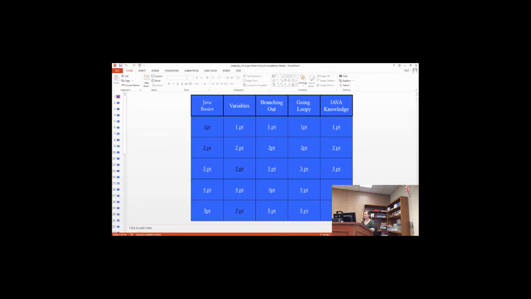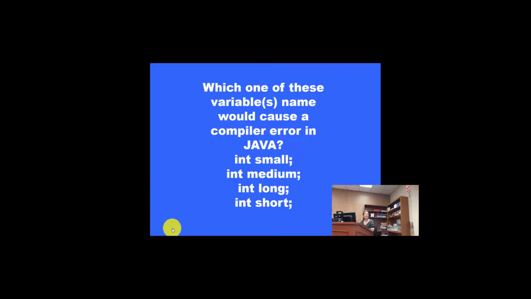Which one do you want? I get Java Basics for 5. Okay. Savvy. All right. Which one of these variable names would cause a compiler error in Java? Actually, that doesn't really seem like a 5-pointer, right? But okay.